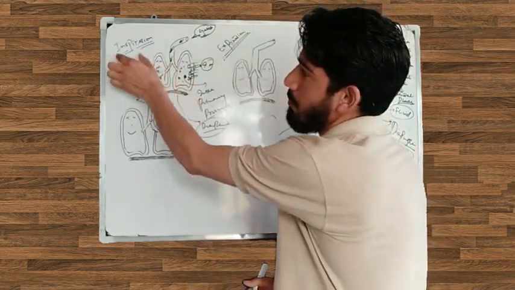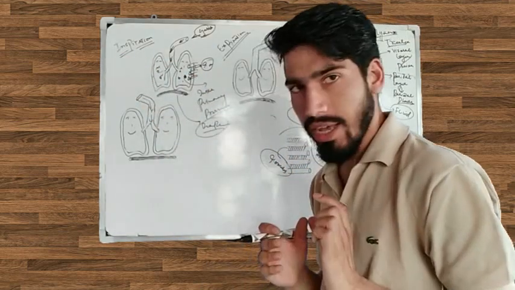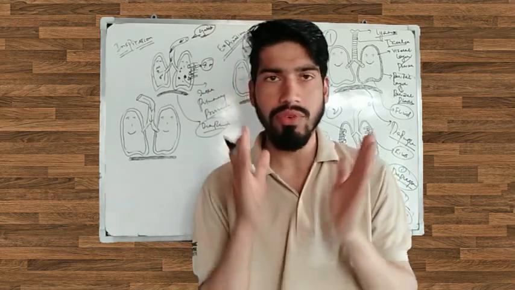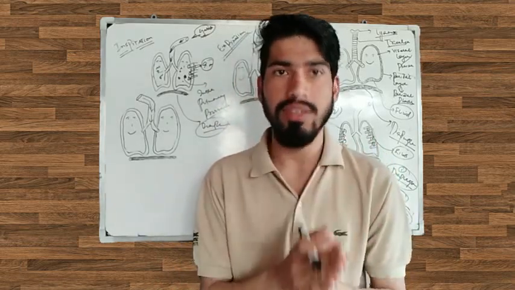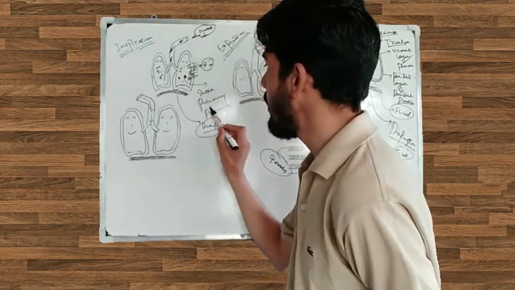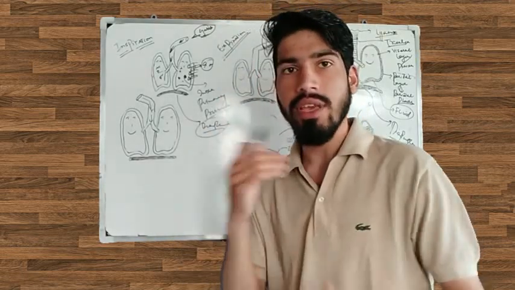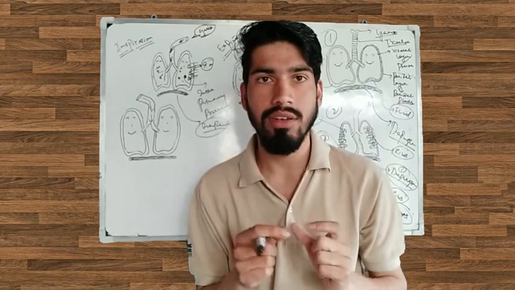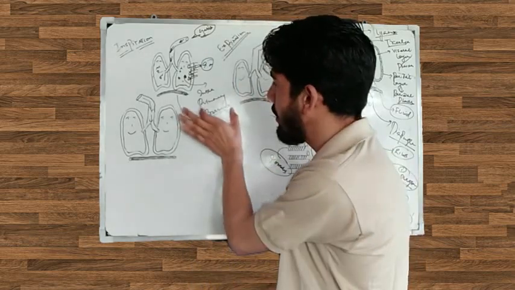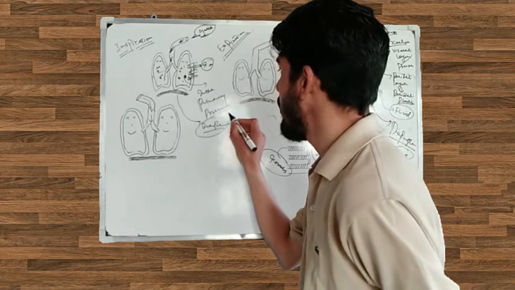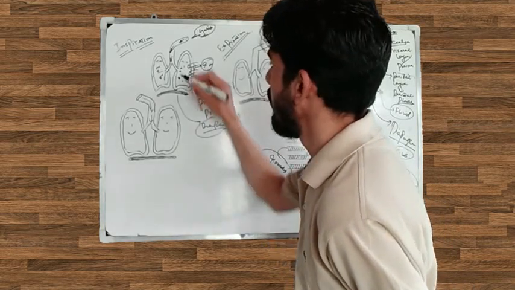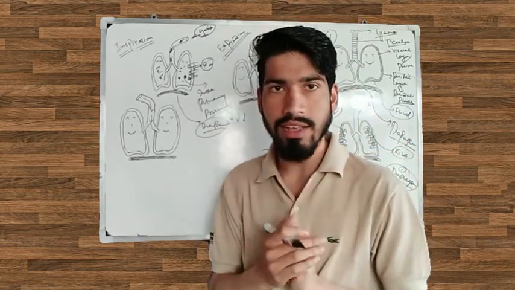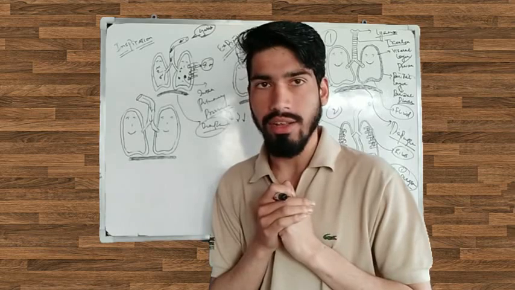So this is the process of inspiration. When we take air, the two important muscles give the space to the lungs. The first one is the intercostal muscles, and the second one is the diaphragm. What happens to the intrapulmonary pressure? When we inspire, this pulmonary pressure drops, it decreases. So when it decreases inside the lungs, the outer gas comes inside the lungs.